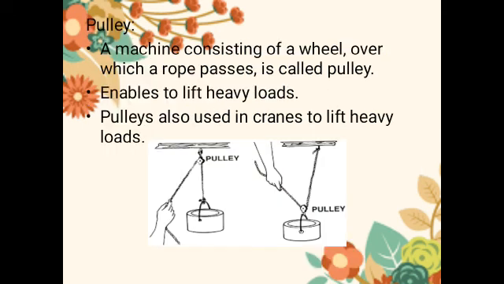Then the pulley. It is a simple machine which enables us to lift objects. If a rope is passed through the pulley as shown in the figure, we can lift objects at the other end. One end of the rope is in our hand and the other end is tied to the object. If we pull the rope, the object is lifted up. So this is the concept of the pulley.